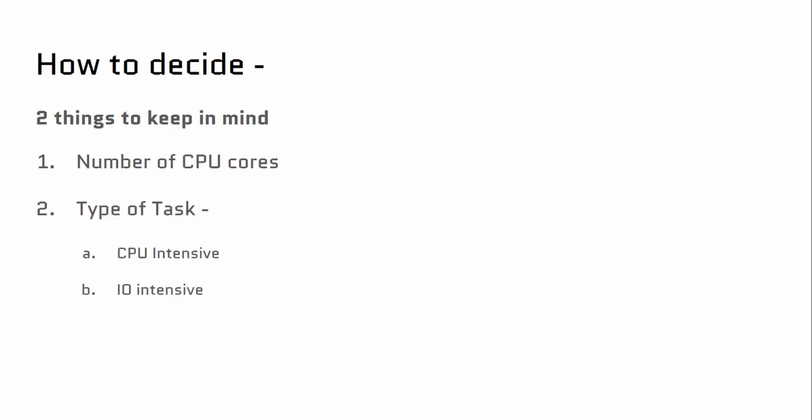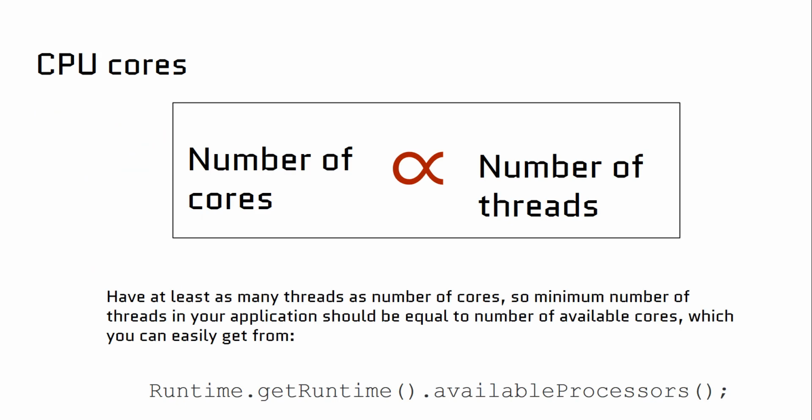You need to keep two things in mind. The first is the number of CPU cores, and the second is the type of task, whether it is a CPU intensive task or an IO intensive task. First, the CPU cores. The number of cores in the CPU is directly related to the number of threads you can have in your application. So the minimum number of threads in your application should be equal to the number of available cores in your machine.